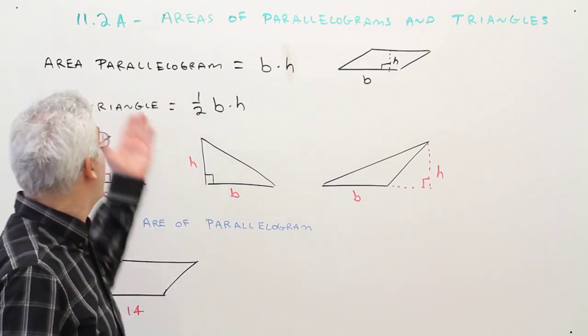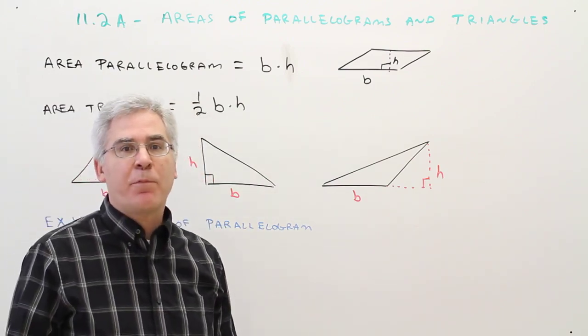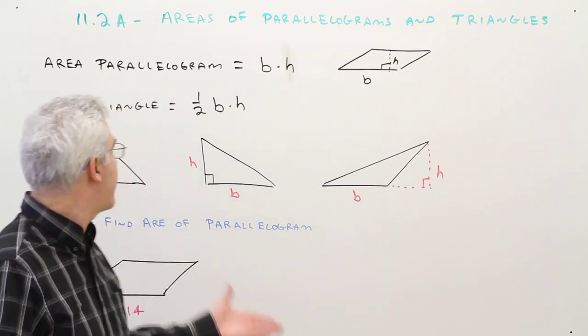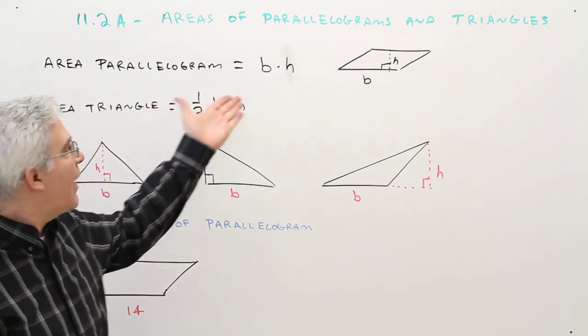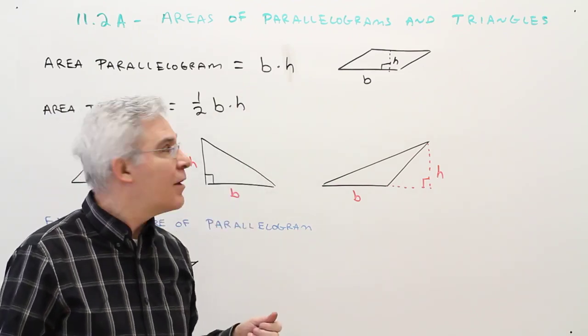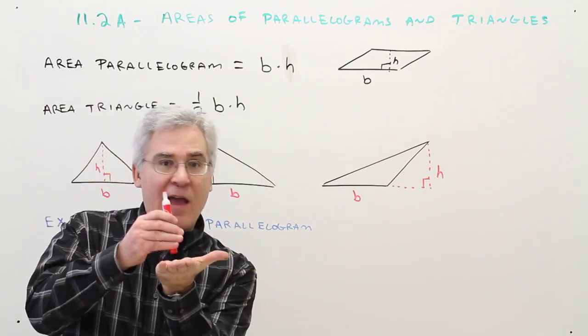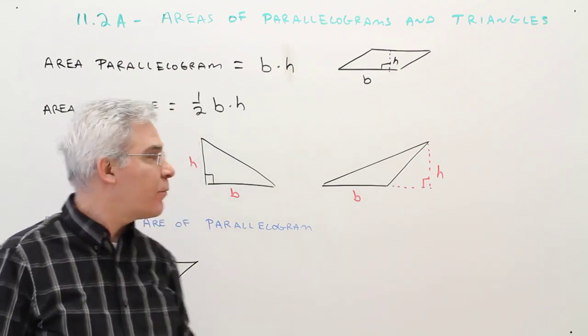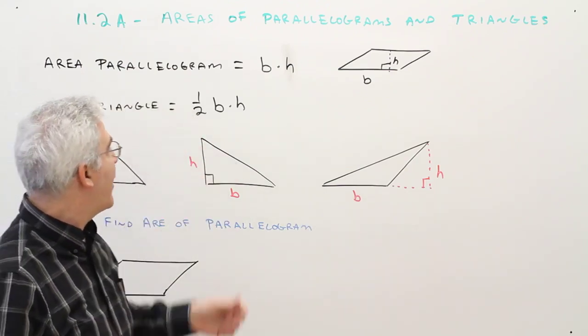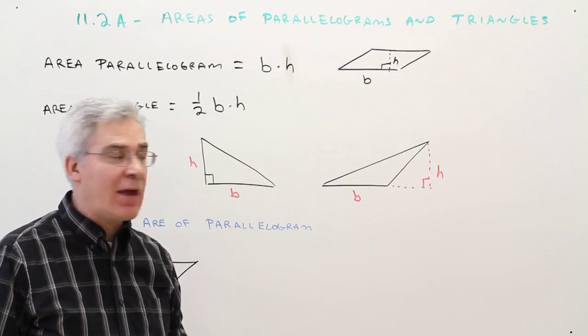Welcome to video 11.2a, areas of parallelograms and triangles. Here's the two formulas. The area of a parallelogram, again, is base times height. Just keep in mind that the base and the height always have to be perpendicular for all of these formulas we're going to use. The area of a triangle, 1/2 base times height.